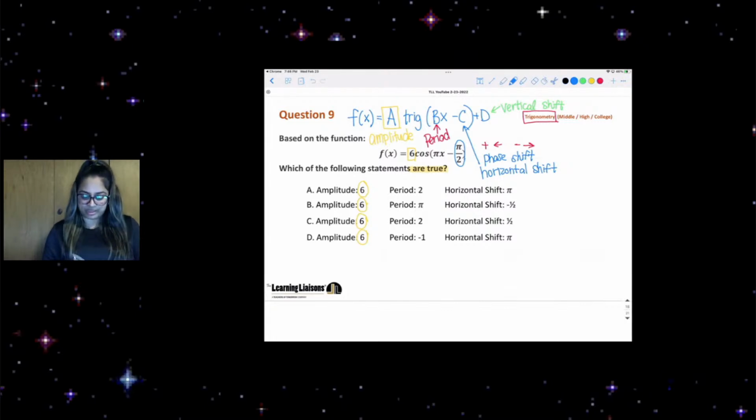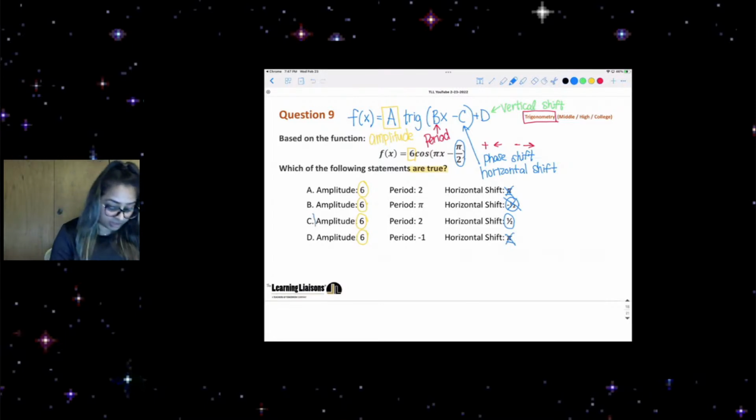Well, if I look at these, I have pi's, I have halves, and I have negative halves. Remember, we're just looking at the number, not the sign in front of it. So I can automatically say that the negative half is not what I'm looking for. I'm still looking for a number, and pi is not taking me to where I need to be. Pi is not going to be how I move from left to right. Our answer choice here is C.